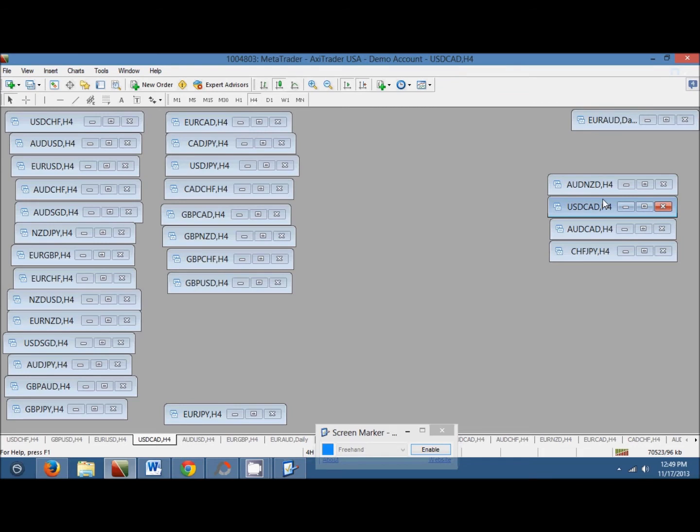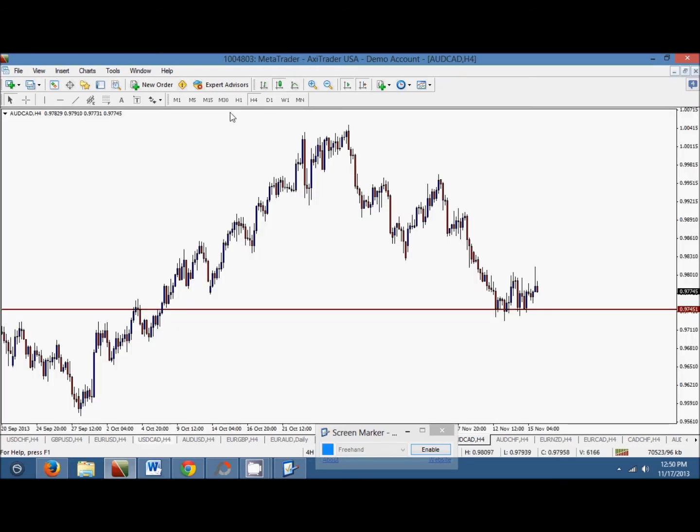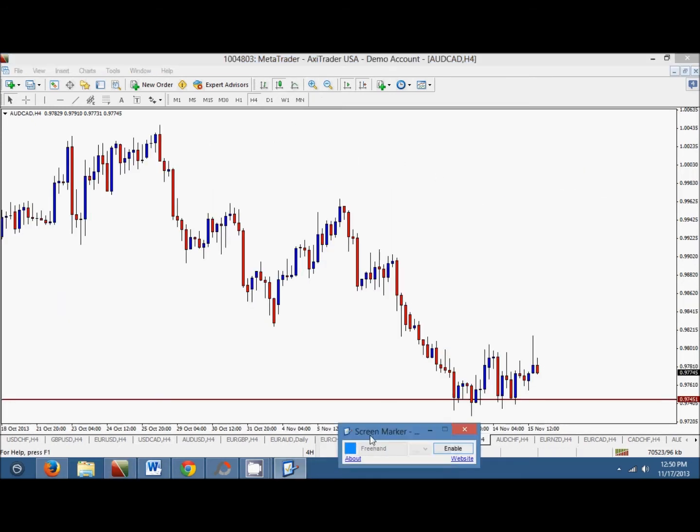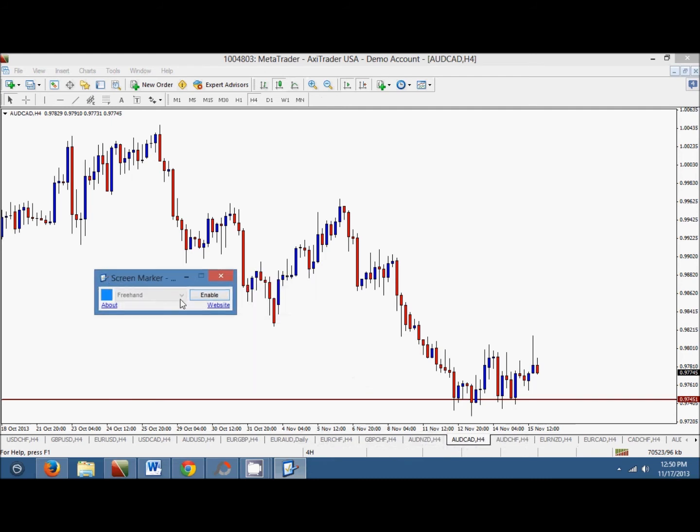The next currency pair we're going to be looking at is the Australian dollar, Canadian dollar, also on the 4-hour chart. And if we zoom in and take a look at this, it's a pretty interesting chart at the moment. As you see, we have a lot of selling pressure sitting right on this support zone. I mean, that's putting a lot of pressure on the support zone.